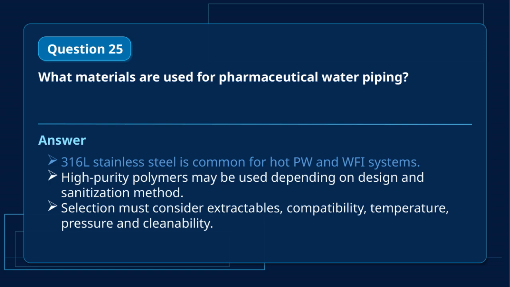When selecting materials, it's crucial to consider factors like extractables, how compatible the material is with the water and other system components, as well as its ability to withstand the temperature and pressure conditions. Additionally, the material needs to be easy to clean to ensure the system remains free from contamination. All these factors play a vital role in maintaining the integrity and safety of pharmaceutical water systems.